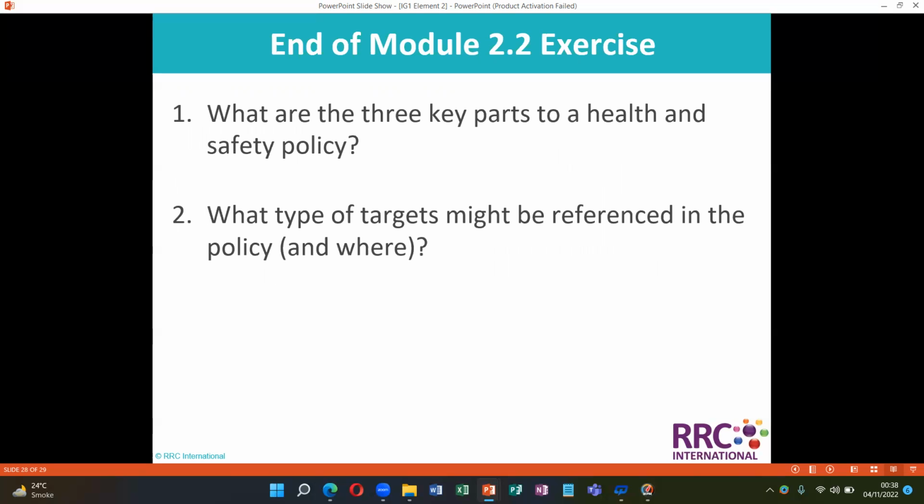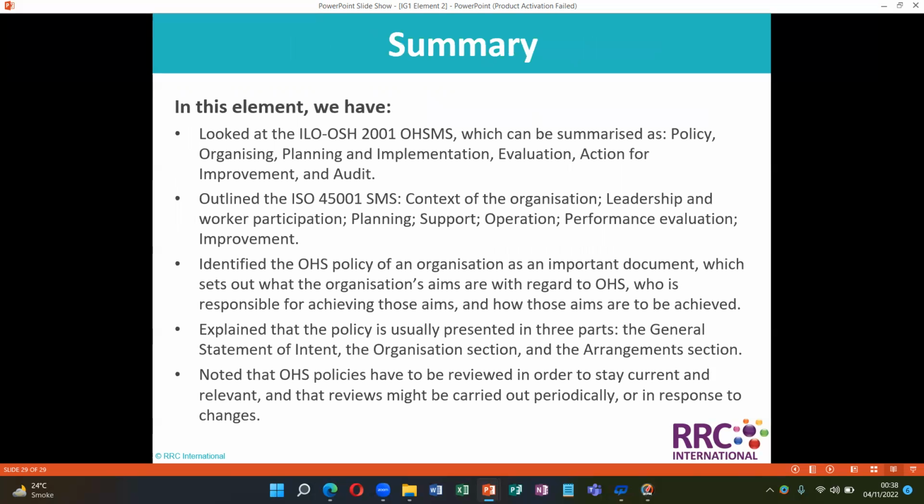What are the key parts of a health and safety policy? What types of targets might be referenced in policy and where? Summary. In this element, we have looked at the ILO Occupational Health and Safety Management System 2001, which can be summarized as policy, organizing, planning and implementation, evaluation, and action for improvement, and audit.